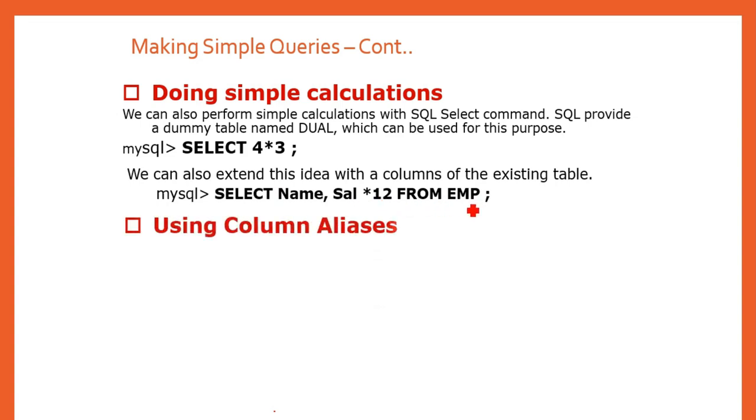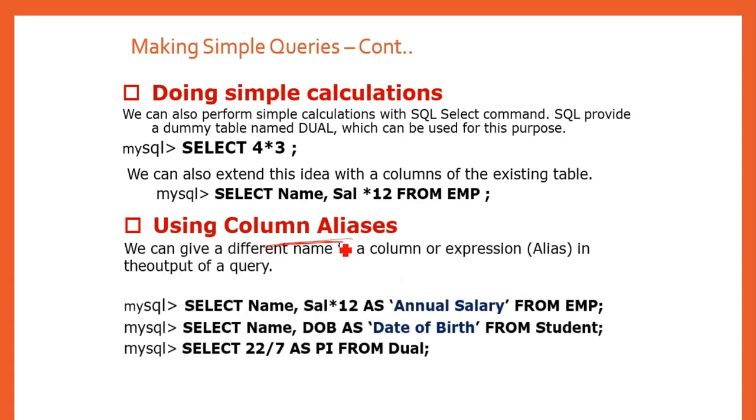Now, using the column alias, how to use a column alias? Column alias means giving another name for the column in the output. So for this, suppose select name, sal into 12 as a name.